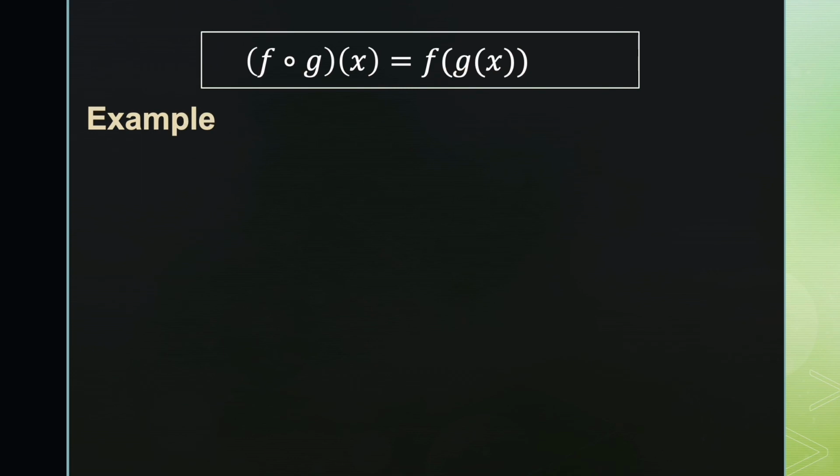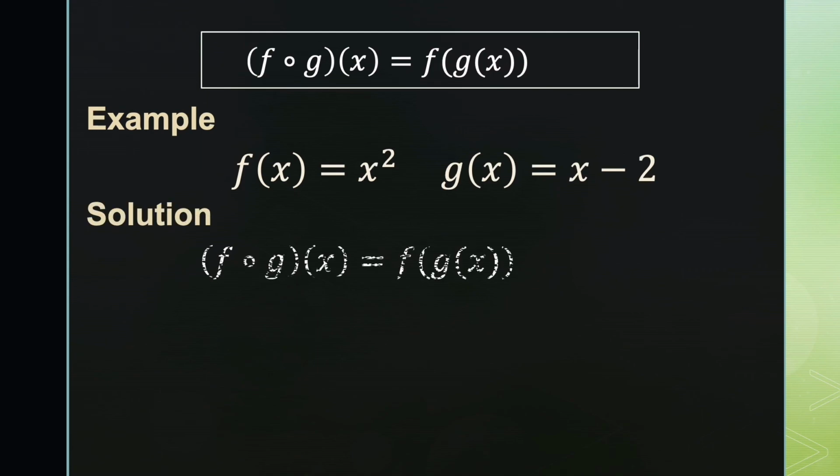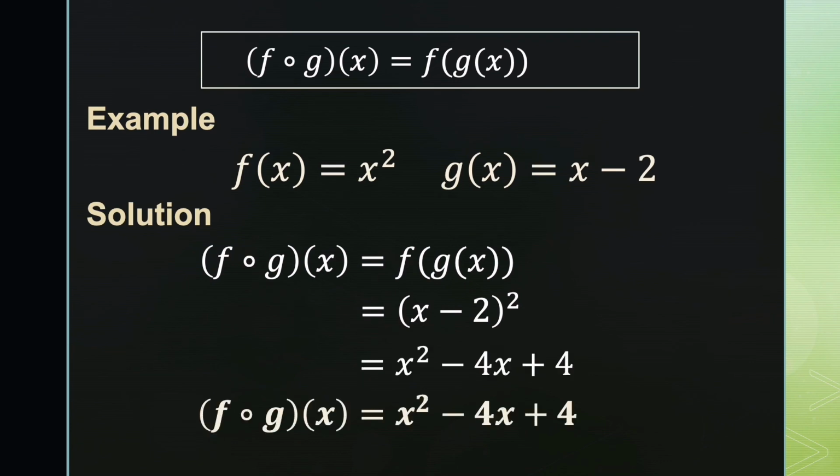For the example, let us consider the functions f of x equals x squared and g of x equals x minus 2. By definition, the composite function of f and g is f of g of x. Since g of x equals x minus 2, we have the quantity x minus 2 squared. Using FOIL method, we have f of g of x equals x squared minus 4x plus 4.